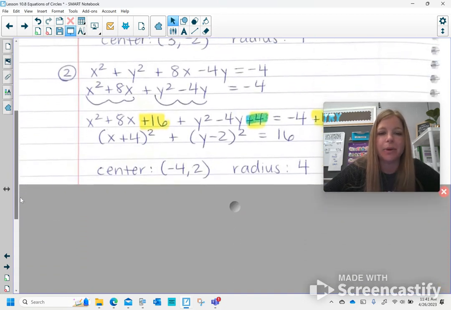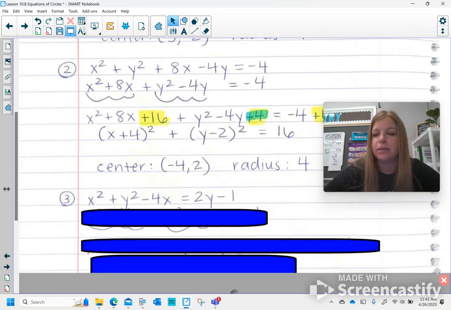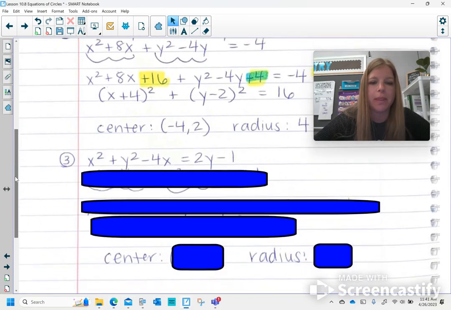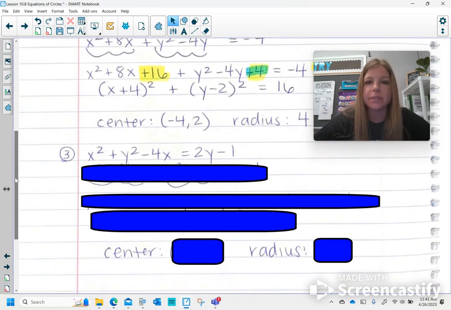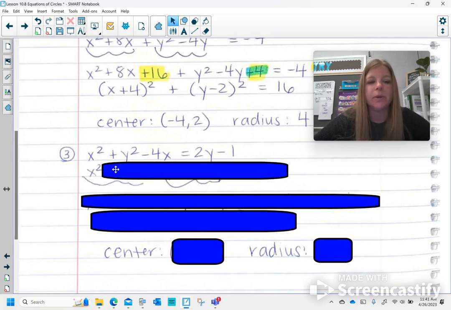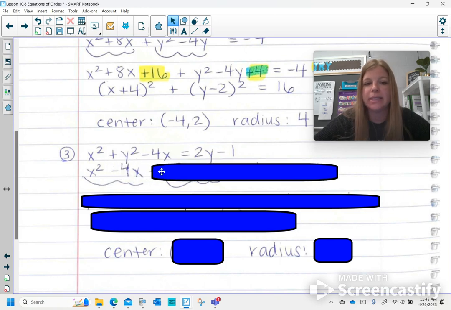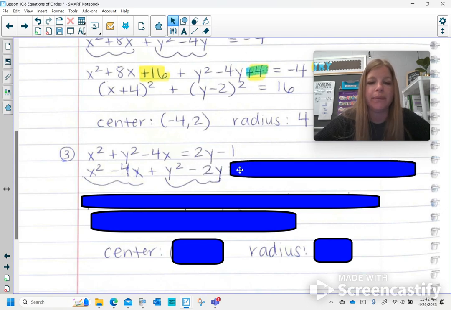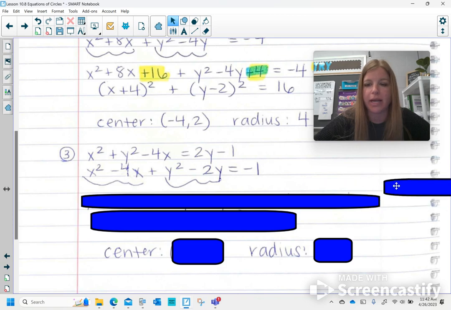Awesome. Last problem, same skills, basically the same exact skills, just a different problem. All right, so last one here, guys. x squared plus y squared minus 4x equals 2y minus 1. So it's out of order. I'm going to keep the x squared up front and bring that negative 4x after it, to group my x's together. Plus, now my y squared, and that 2y on the right-hand side, I'm going to send it over to the left-hand side. It will become negative 2y equals that negative 1 at the end.